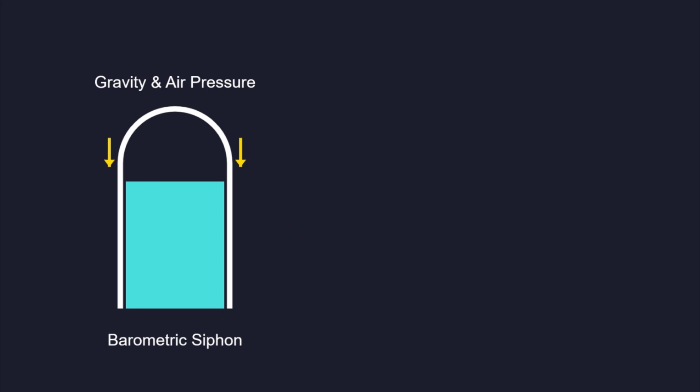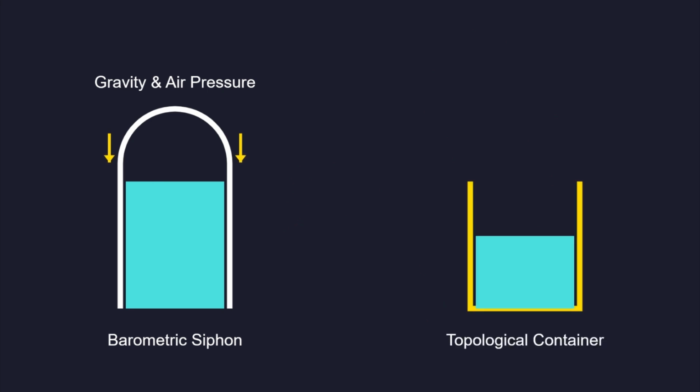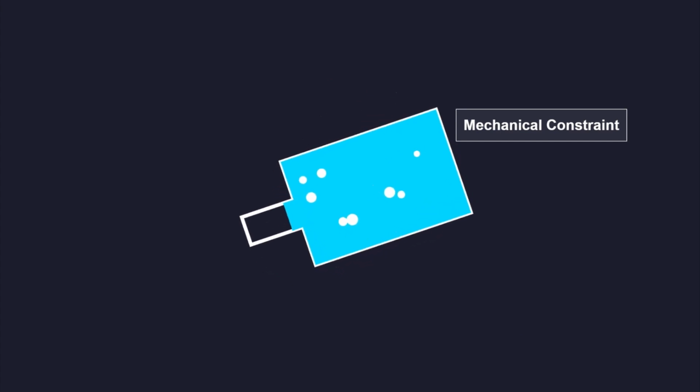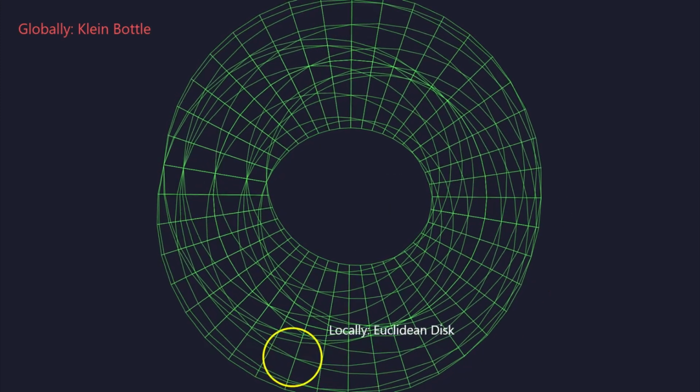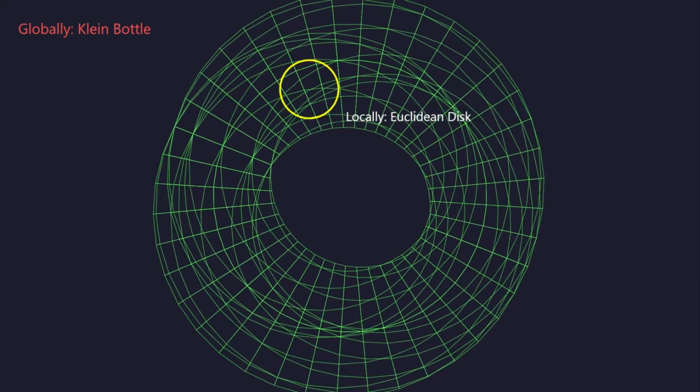Physical glass models exploit gravity and air pressure to trap liquid. They function as complex barometric siphons rather than true topological containers. Liquid remains inside only because the narrow neck prevents air from entering simultaneously, a mechanical phenomenon entirely unrelated to the underlying topology of the manifold.